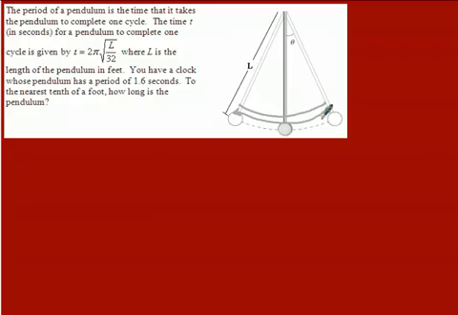And the time it takes is given by the formula T is equal to 2 times pi times the square root of L divided by 32, where L is the length of the pendulum in feet. Now, if this was meters, you would use 10 here, because 32 would be gravity if you're using feet. It would be approximately 10 if you were using meters. So you have a clock whose pendulum has a period of 1.6 seconds, so it takes 1.6 seconds to go back and forth. To the nearest tenth of a foot, how long is the pendulum?